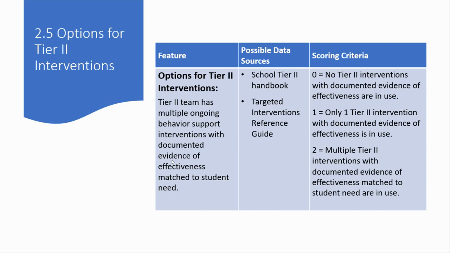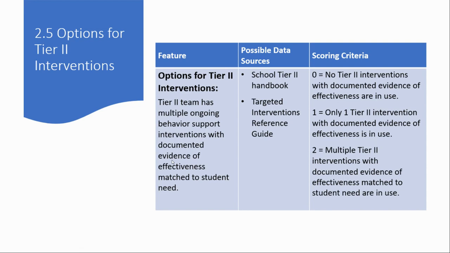A team will receive a 0 if there's no tier 2 interventions with documented evidence of effectiveness in place. The team will receive a 1 if only one tier 2 intervention with documented evidence of effectiveness is in use. And the team will receive a 2 if there are multiple tier 2 interventions with documented evidence of effectiveness that are matched to the student's needs that are in place for those tier 2 supports.